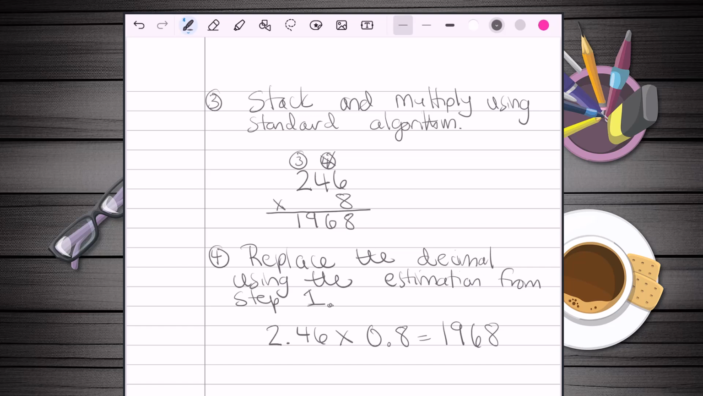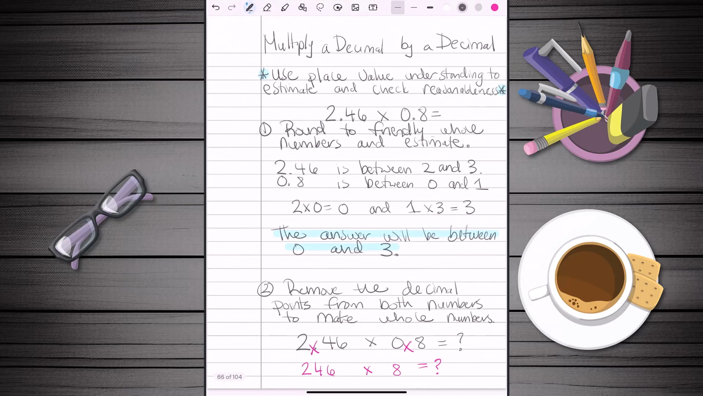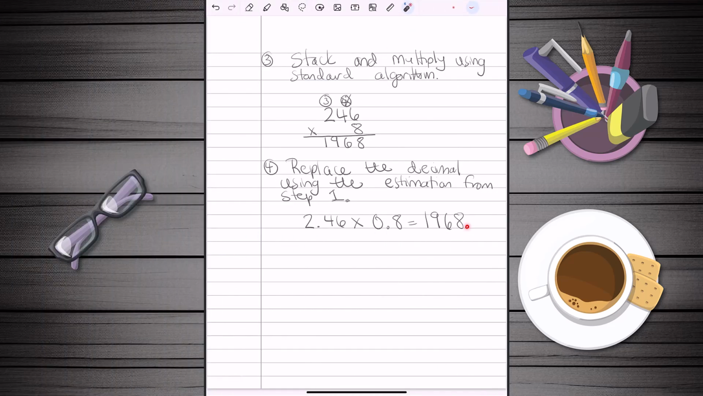There is no way a number close to 2 and a number close to 1 would give us over 1,000. When we go back to our original estimation, we see that the answer should be between the numbers 0 and 3. That's a pretty small number compared to 1,900. We're looking to put the decimal point where it makes sense for a number between 0 and 3, which is not at the end. It's not between the 6 and the 8. It's not between the 9 and the 6.